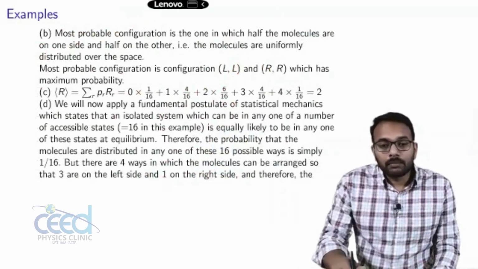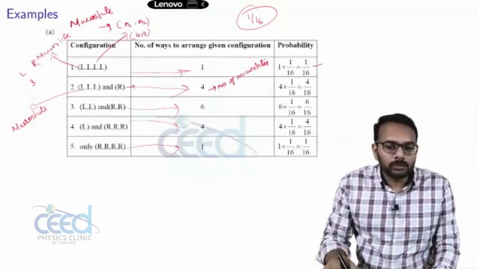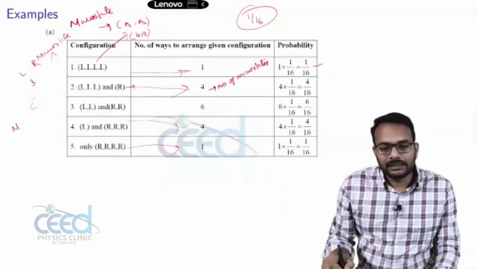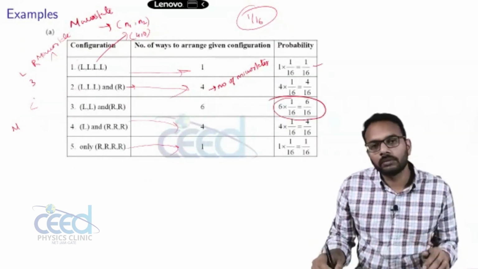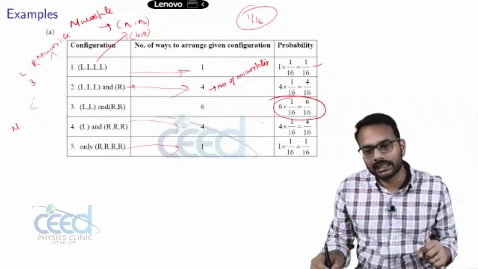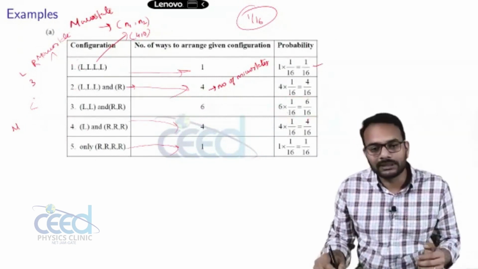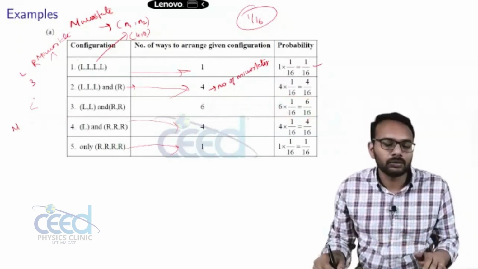All right. Now, which is the most probable configuration? Obviously, this is the most probable configuration. So if you pick systems at random, 6 out of 16 times, you will see that 2 particles are on the left and 2 are on the right.